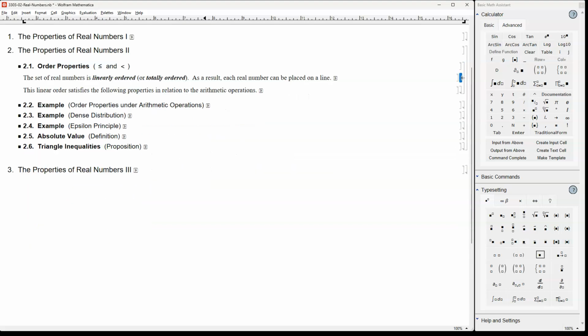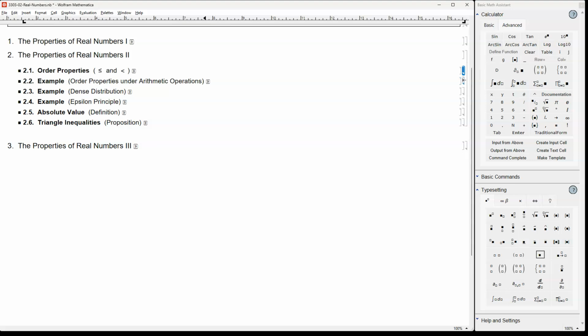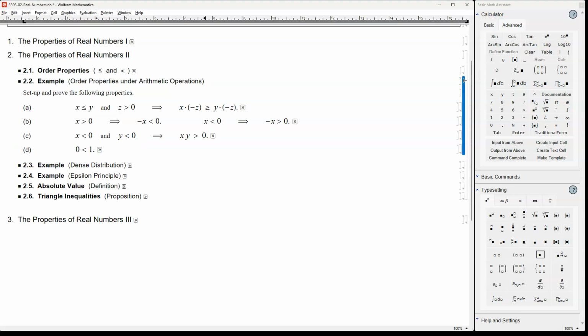Alright, so much for the order properties of R. We have some interesting examples.